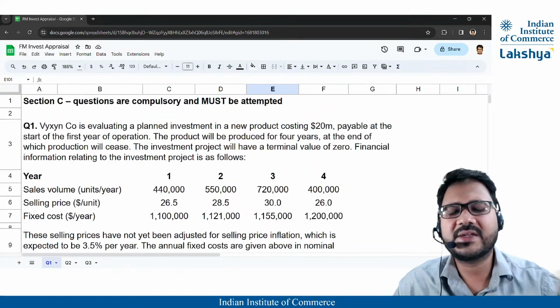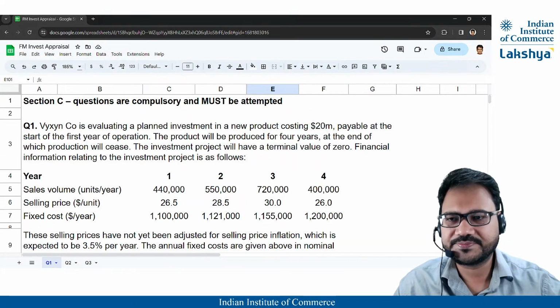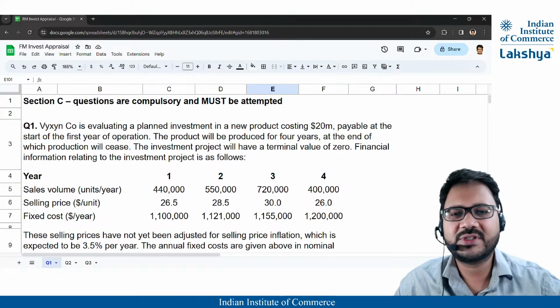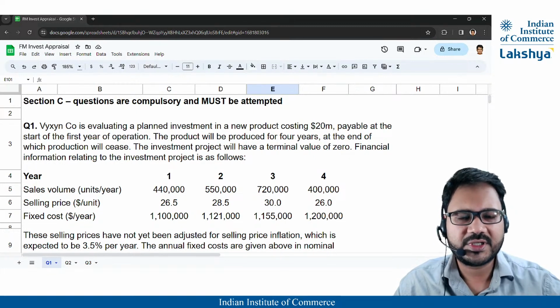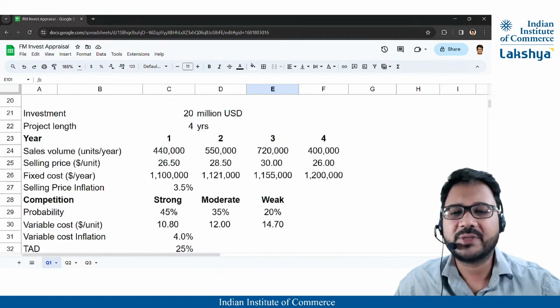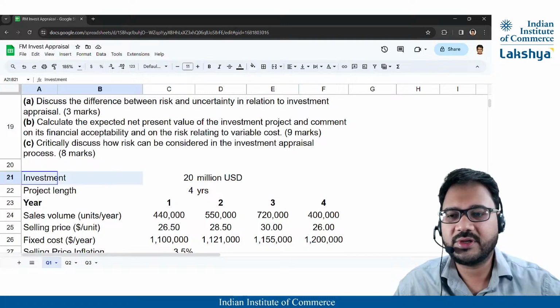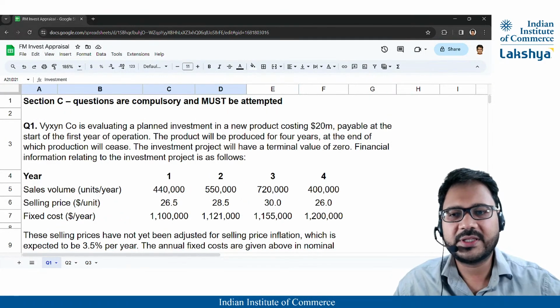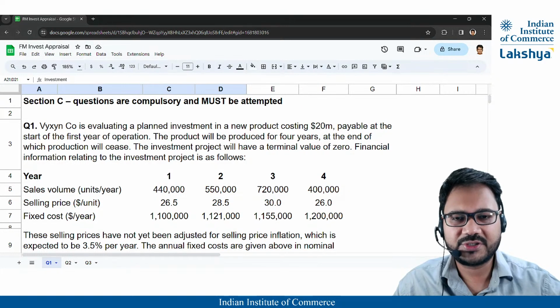So with that intention, let us read the question. Vixen company is evaluating a planned investment in a new product costing $20 million. So you can immediately write down in a financial summary $20 million, investment required, payable at the start of the first year of operation. So in year zero, it's an outflow.